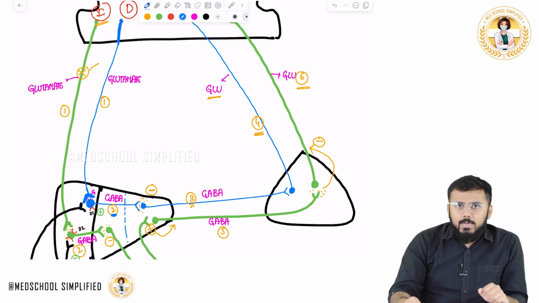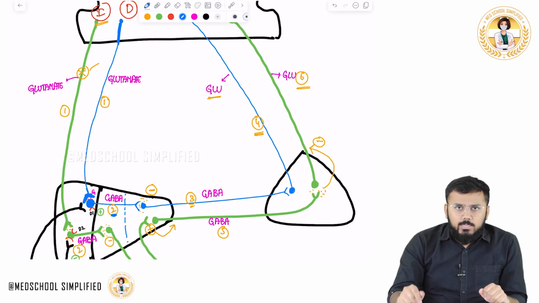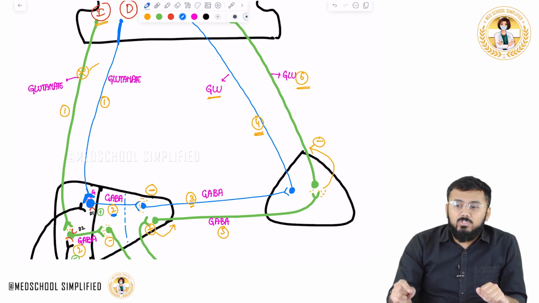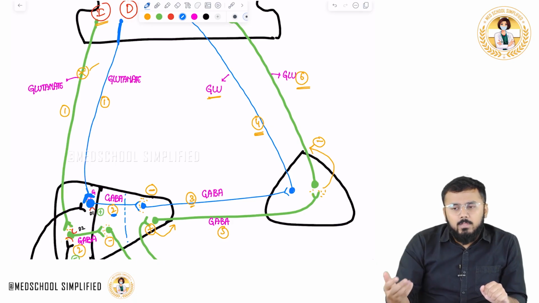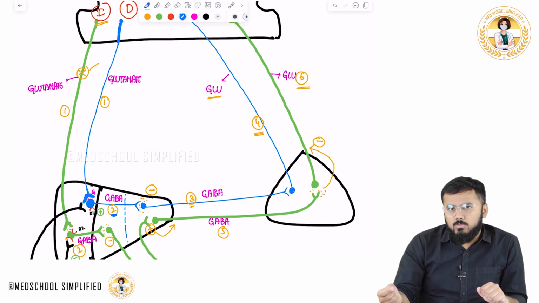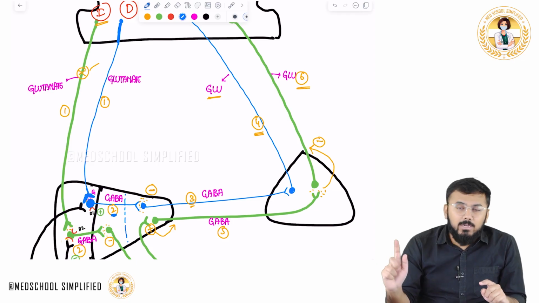Before you know the direct pathway, you have to know two neurotransmitters. One is called glutamate. Glutamate is a neurotransmitter which will excite the neuron, which will activate the neuron. Next, another one is called GABA, gamma aminobutyric acid. It is an inhibitory neurotransmitter, in the sense it will inhibit the action of a neuron. Glutamate will activate the next neuron and GABA will inhibit the next neuron.